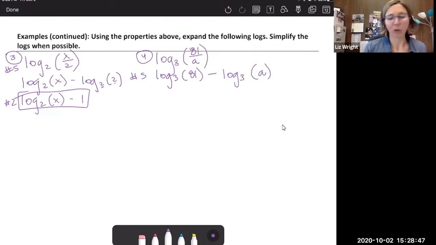So your next step should have been this: log base 3 of 81 minus log base 3 of a. So this first part asks the question, 3 to what power gives me 81? And if you're not sure, use your change of base. Do log of 81 divided by log of 3. And what you should get for your answer is 4. So 4 minus log base 3 of a.